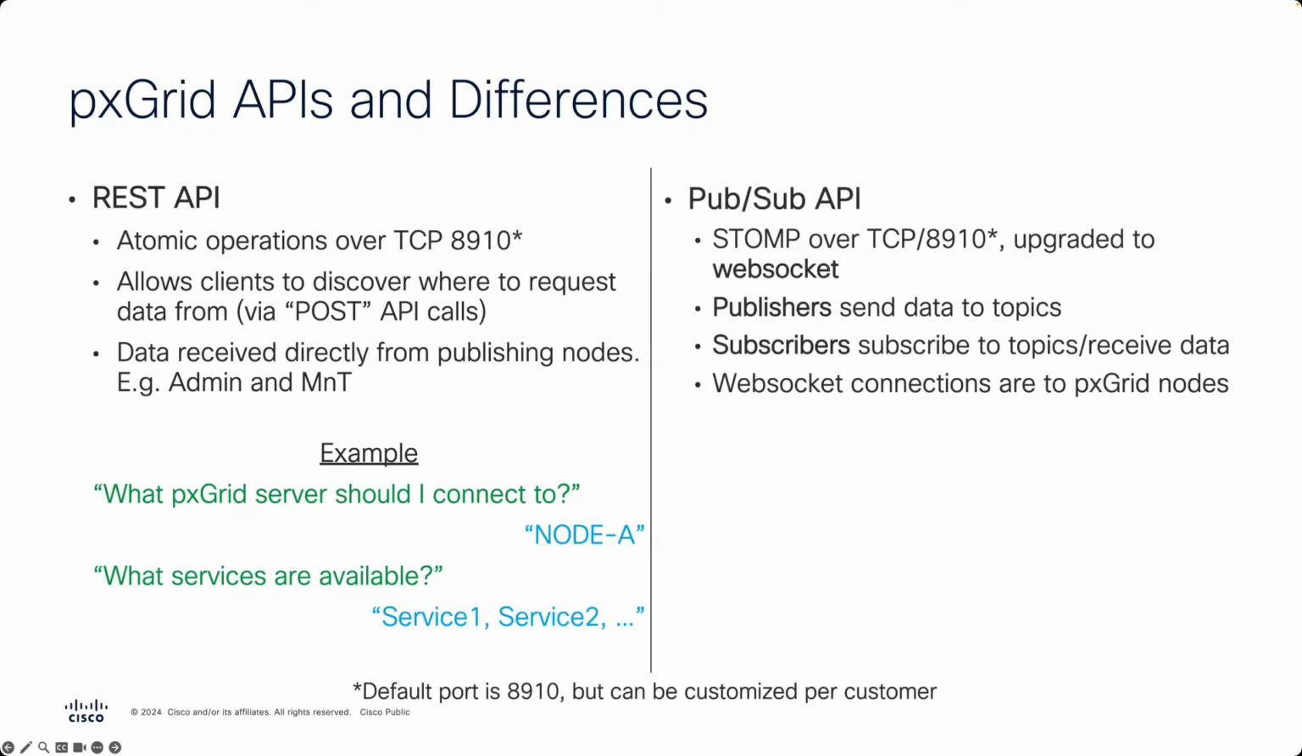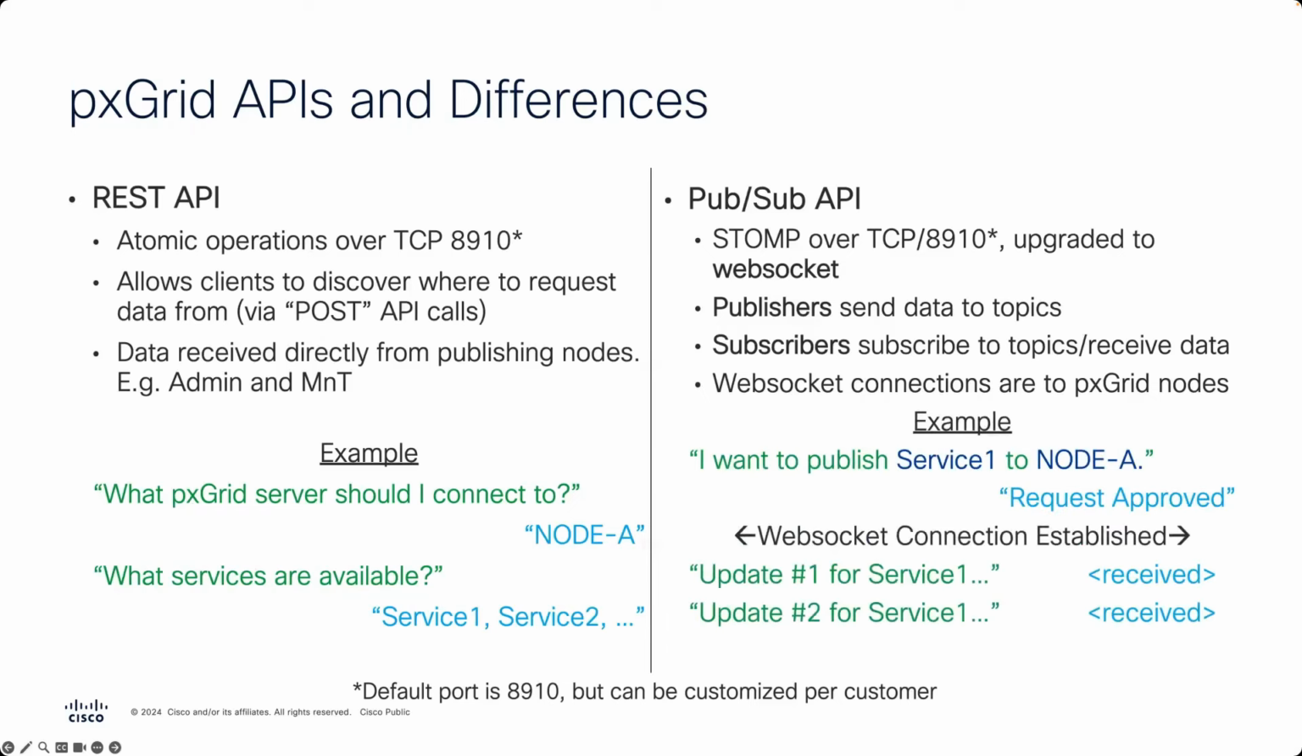Now with these, what I'm going to do is say to ISE, I would like to publish service 1 on node A. And again, ISE would have to approve the request, but once that established connection, or that WebSocket connection, is established, I can now send data directly in if I'm publishing into ISE. So I can say I have an update for this endpoint, I have an update for this endpoint, and ISE will receive that data and automatically populate its database with my new context.